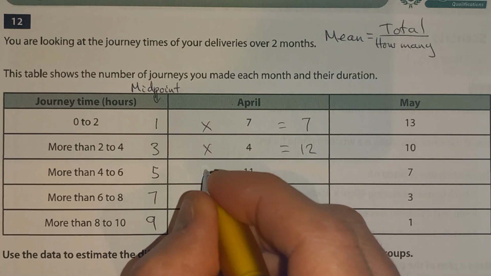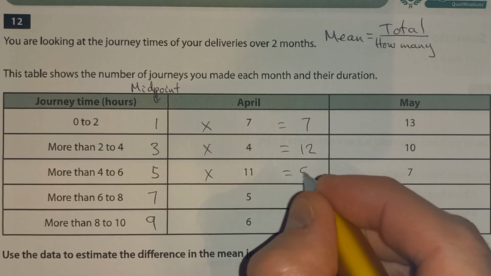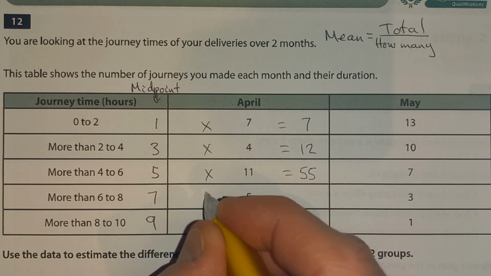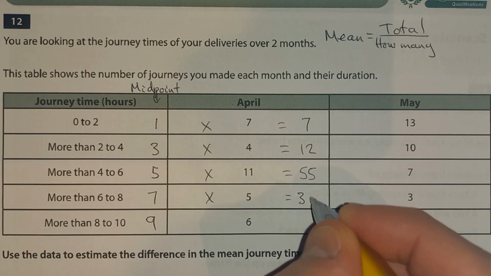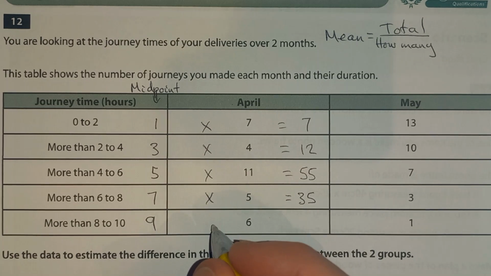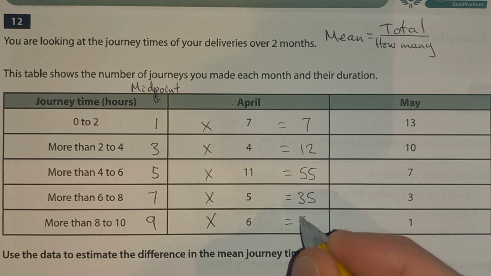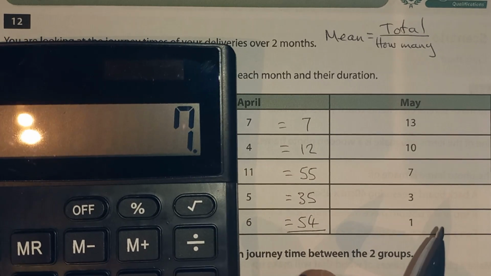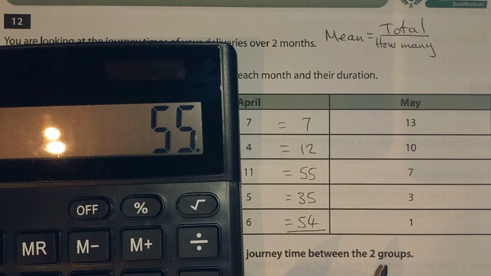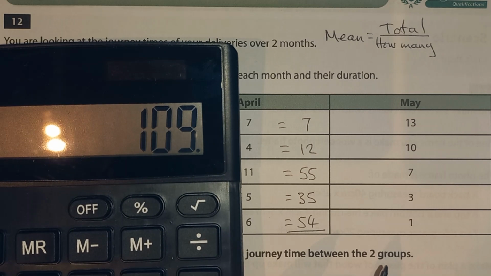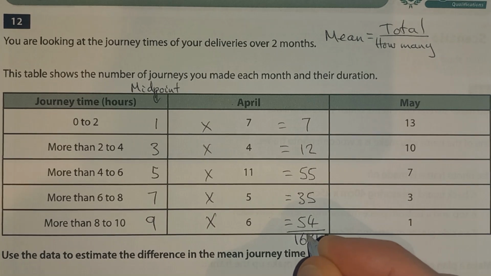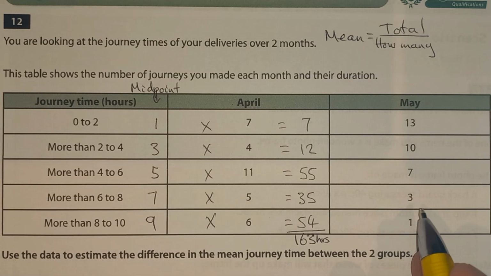11 journeys were 5 hours long. So 11 times 5 is 55. And you can use a calculator for some of these if you prefer. 5 journeys were 7 hours long. 5 sevens, 35. And 6 journeys which were 9 hours long. 6 nines, 54. So we can add these up to find the total number of hours in April. So 7 plus 12 plus 55 plus 35 plus 54 gives us 163 hours.